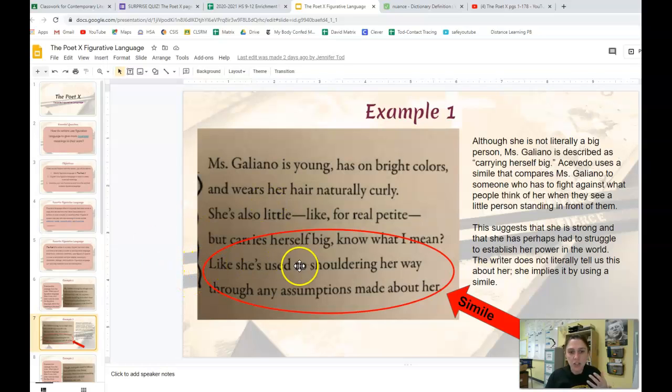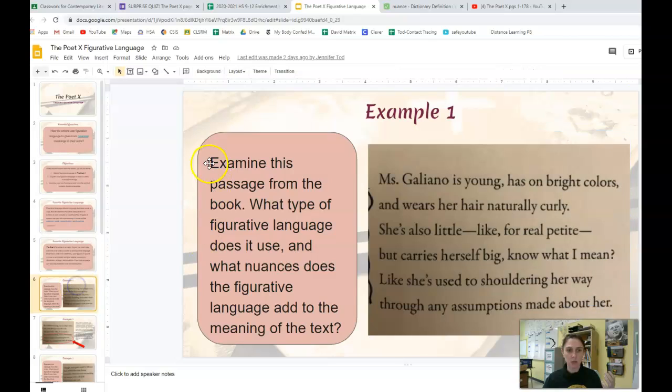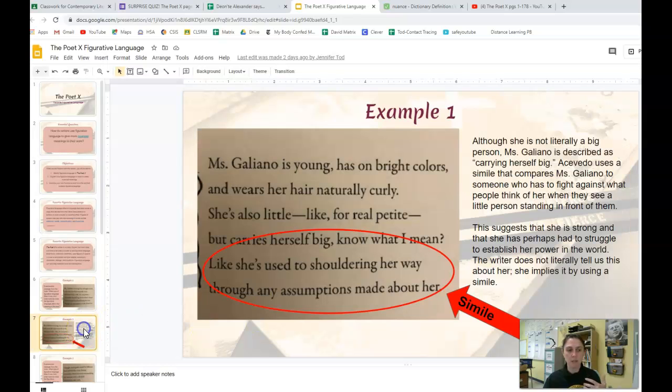And then it says, like she's used to shouldering her way, meaning like shoving something with your shoulder, okay? Shouldering her way through any assumptions made about her. So my explanation of that when I answer this question here, what type of figurative language does it use and what nuances does it add to the meaning of the text? Here's my answer.